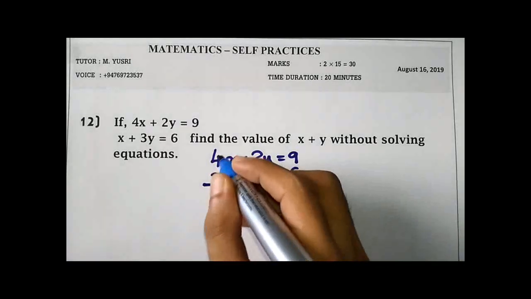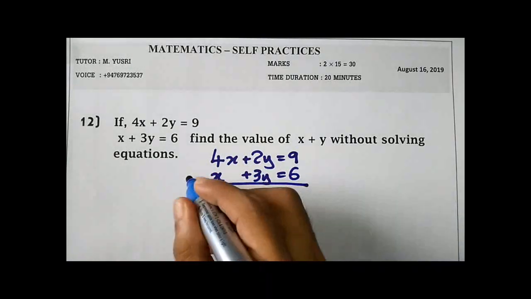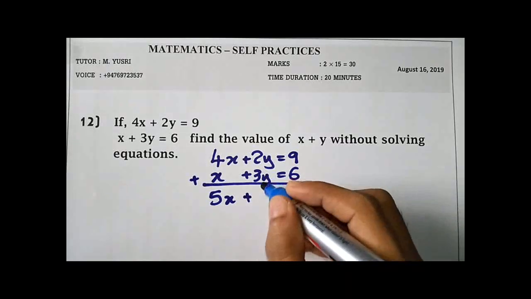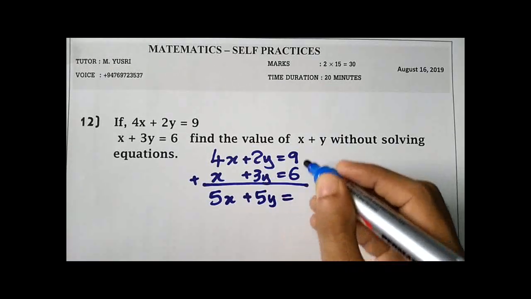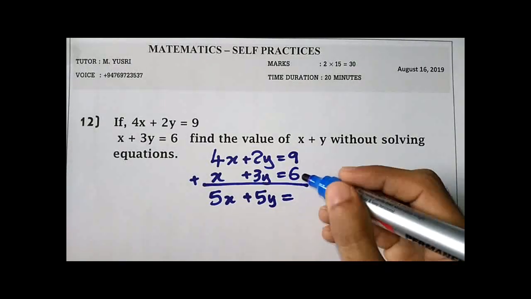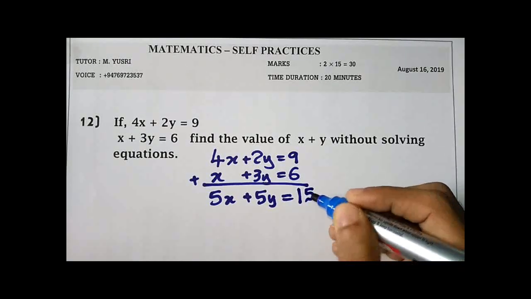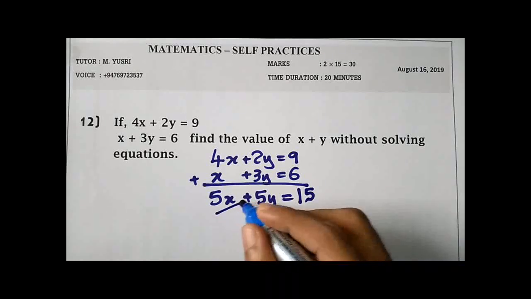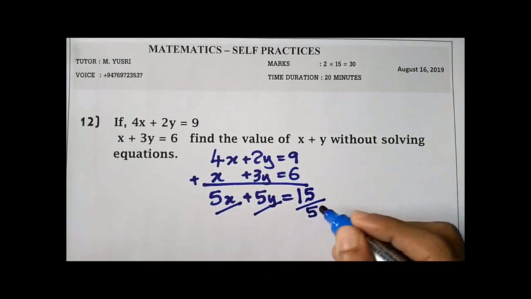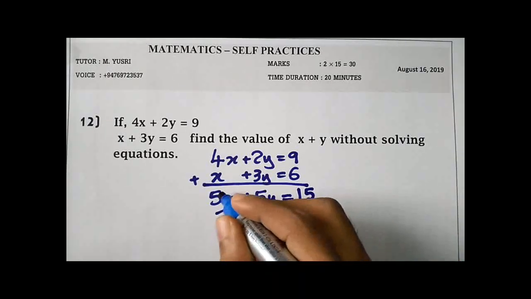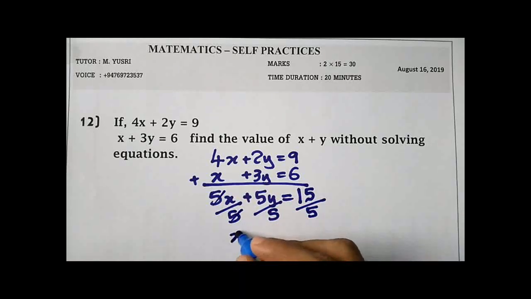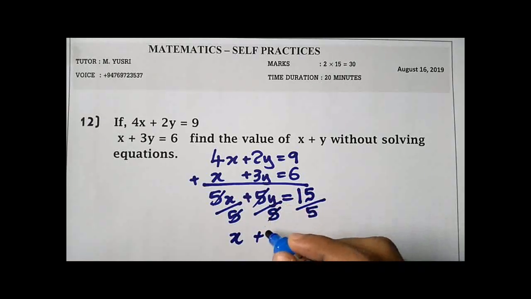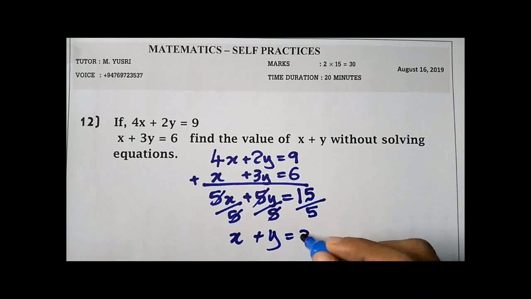Now we can add them both. 4x plus x is 5x, and 2y plus 3y is 5y, equals, we have to add the right side also, 9 plus 6 is 15. Now you can see 5 is a common factor, so we can divide them all by 5. So x plus y equals 15 divided by 5, which is 3. So that means the sum of x and y is equal to 3.